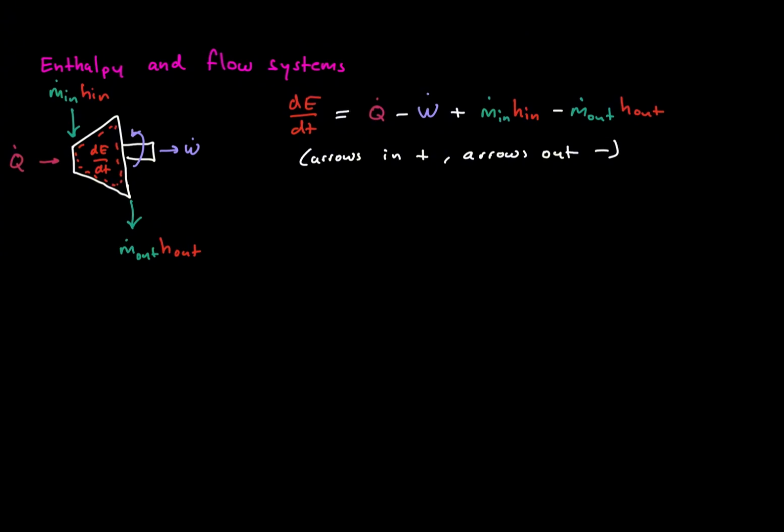The change of energy inside the system equals heat, work, plus energy that comes in with mass, minus energy that leaves with mass. Now here's something very important. This equation uses total energy. But total energy is made of three parts: internal energy, which is the energy inside the particles, kinetic energy from motion, and potential energy from height.